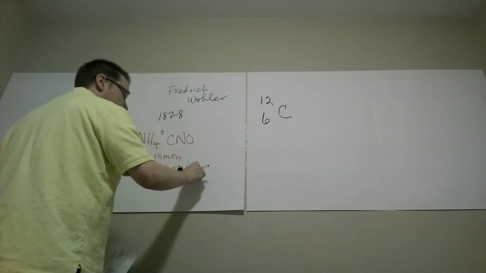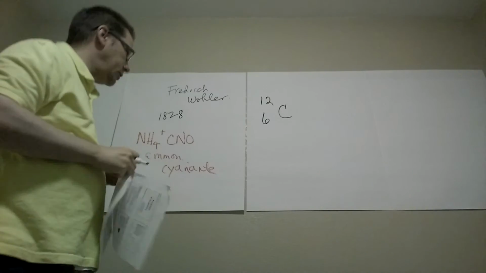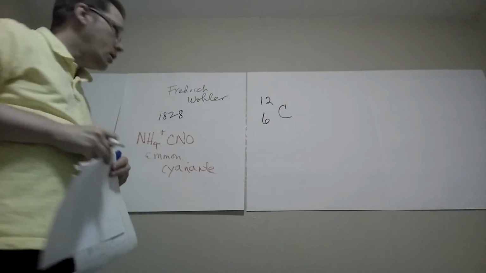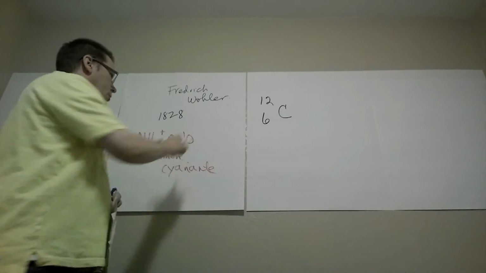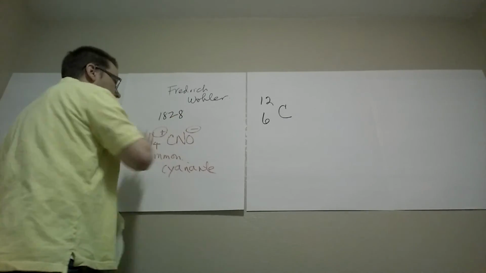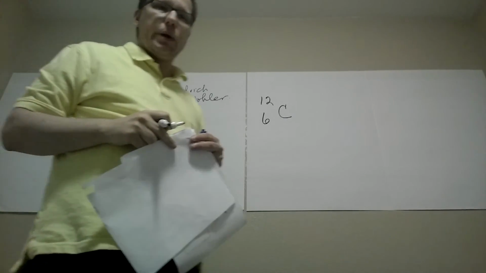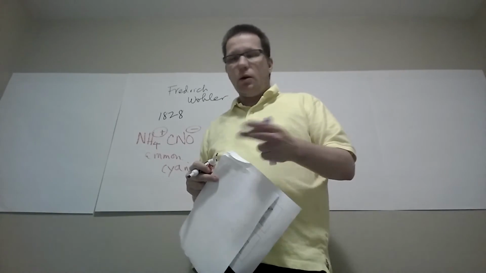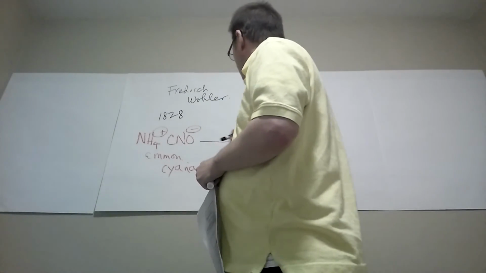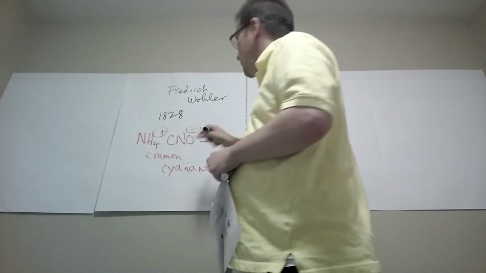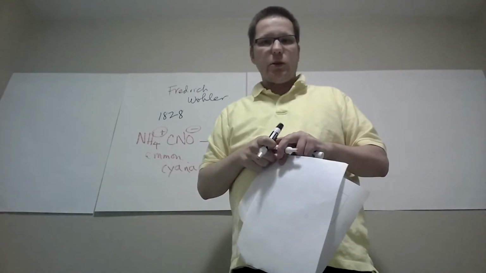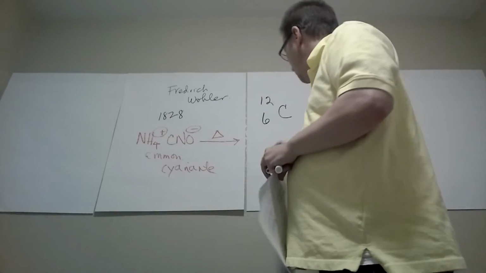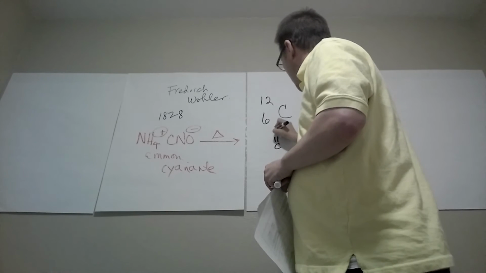And ammonium cyanate was certainly an inorganic compound. It did contain one unit of carbon, but it contained lots of other elements. But ammonium cyanate was described as an inorganic compound. But with that being said, what he did was something really interesting. He took ammonium cyanate, he heated it in a beaker, and something marvelous came about. He formed a new structure.